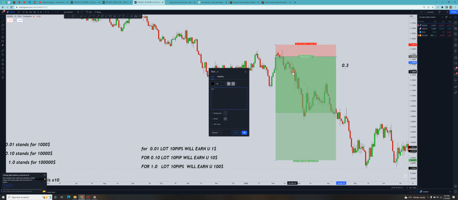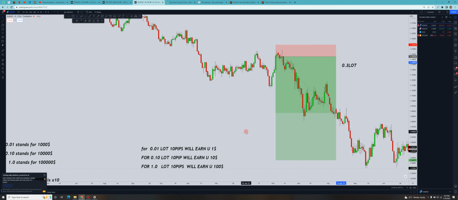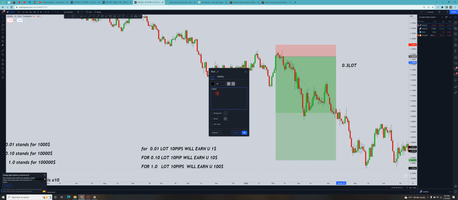I said I used 0.3 lot size. My first question is, what category of lot size is this? Is it mini, standard, or micro? It's micro. No, that's mini. You said 0.3, not 0.03. Okay, 0.3. So now calculate. We said 1,000 pips. So how much will I earn?